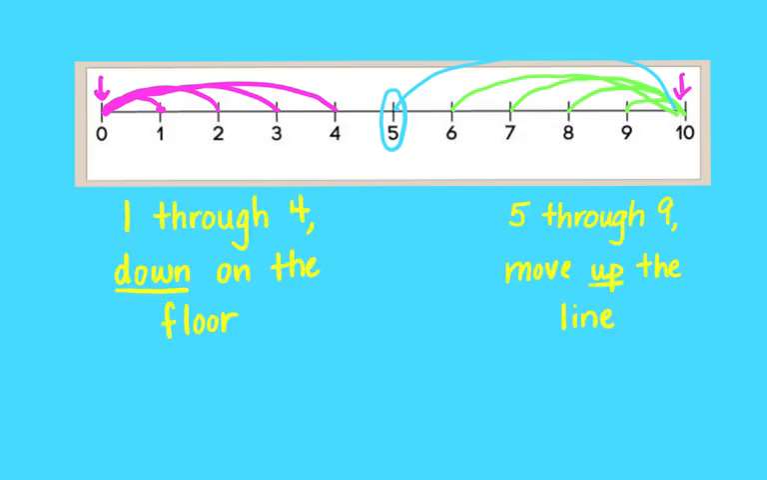There's even a little saying to help you remember. We say 1 through 4, that's this part of the number line, down on the floor. 5 through 9, that's this part of the number line, move up the line. 1 through 4, down on the floor. 5 through 9, move up the line.